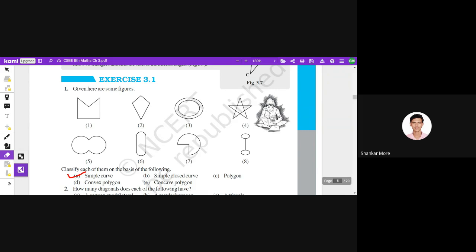Okay. Now the fourth one, convex polygons. What is the definition of convex polygons? Convex polygons have no part of their diagonal in the exterior.